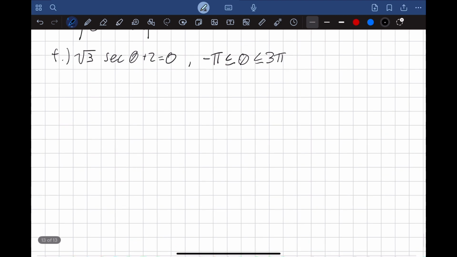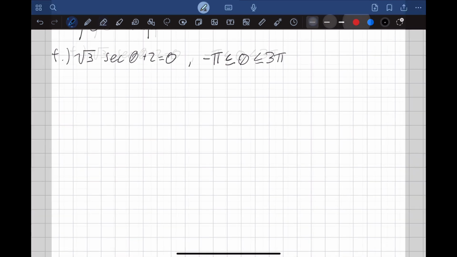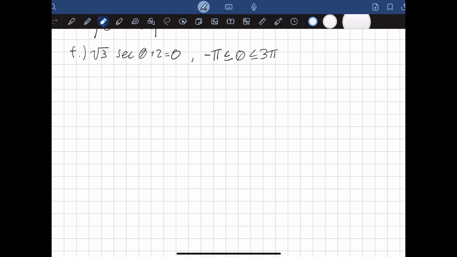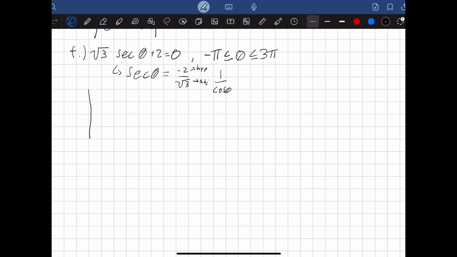Moving on here, we have root 3 secant theta plus 2 equals 0. The first thing to do is to isolate for secant theta. So what we end up with is just secant theta is equal to negative 2 over root 3. Now if we think about what secant is, it's just 1 over cos theta, which makes this the hypotenuse and this the adjacent side. What that tells us is we're dealing with this special triangle.